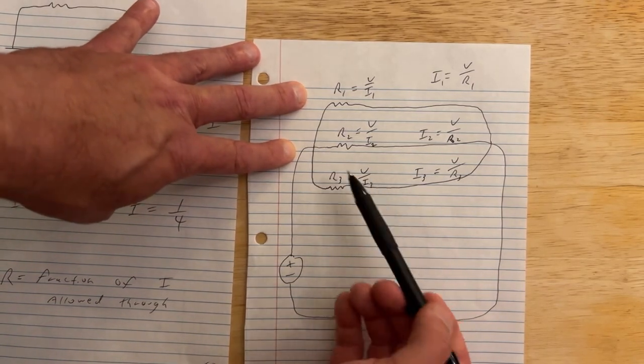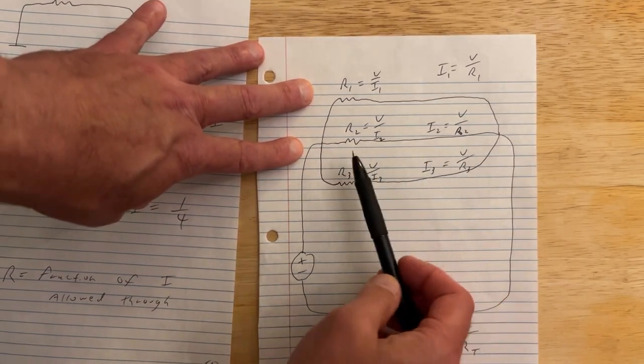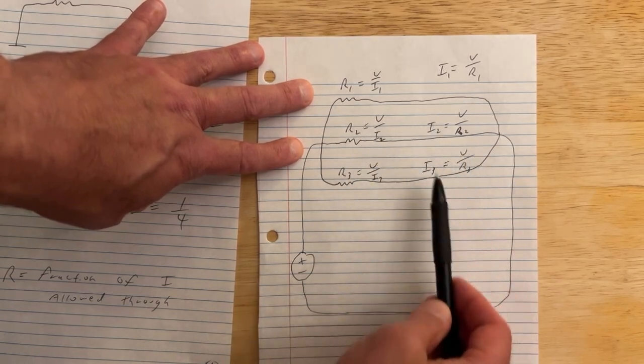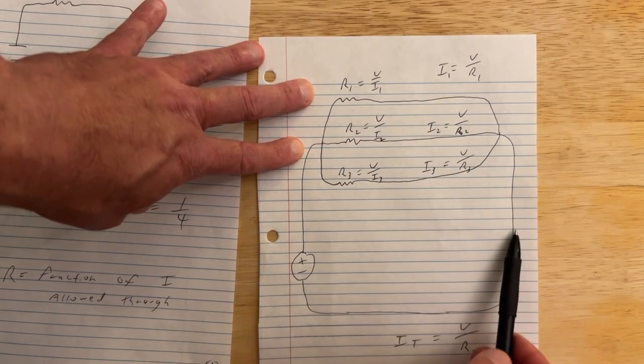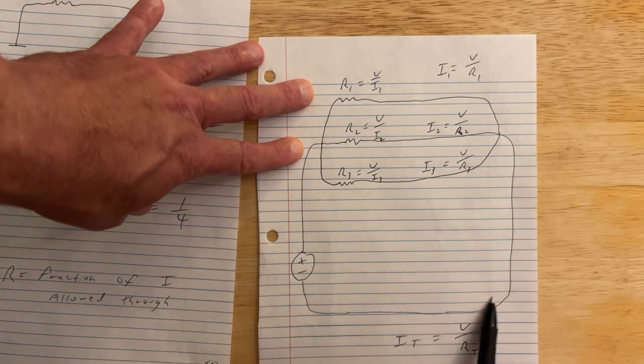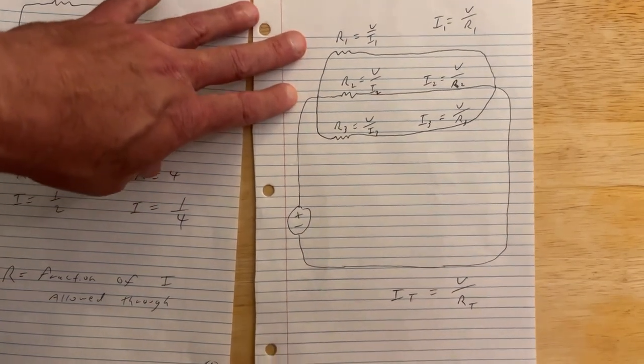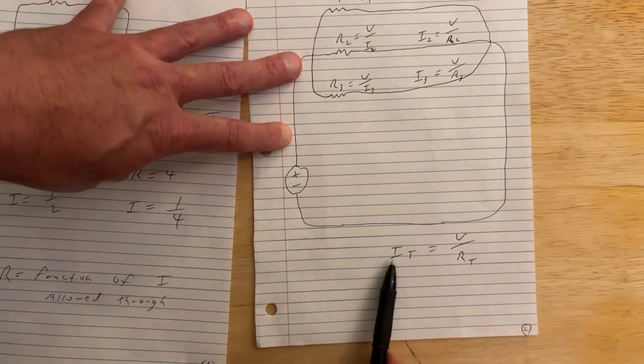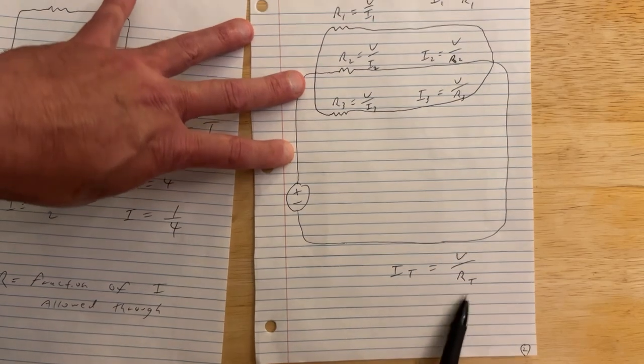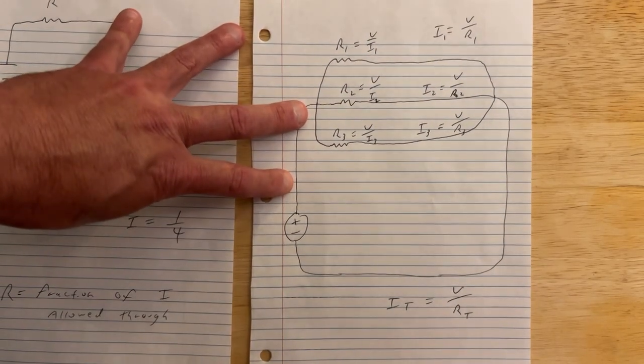All of these currents flow through here just like water through a pipe. So you have a current flowing through each pipe. All those currents are going to combine, and you're going to have that amount of current traveling all the way around. And then down here you'll have your total current, and that'll equal the voltage over your total resistance.